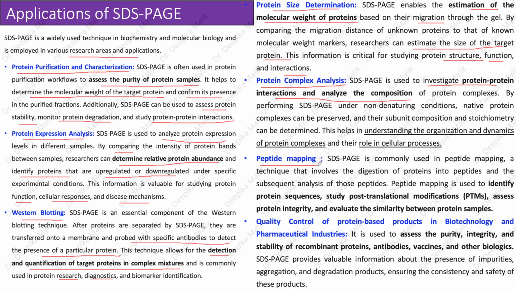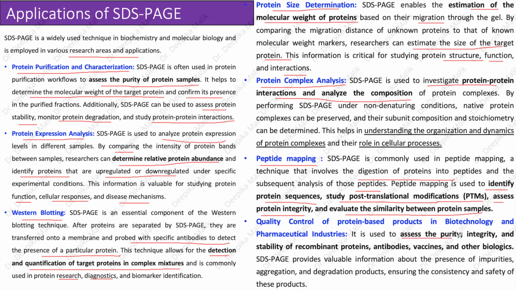Peptide mapping. SDS PAGE is commonly used in peptide mapping, a technique that involves the digestion of proteins into peptides and the subsequent analysis of those peptides. Peptide mapping is used to identify protein sequences, study post-translational modifications, assess protein integrity, and evaluate the similarity between protein samples. Quality control of protein-based products in biotechnology and pharmaceutical industries.